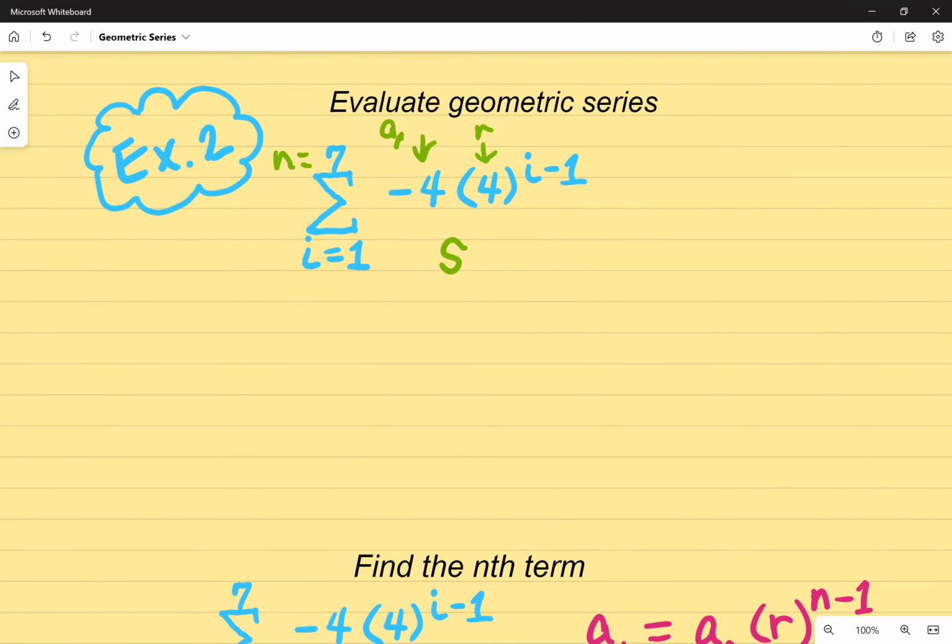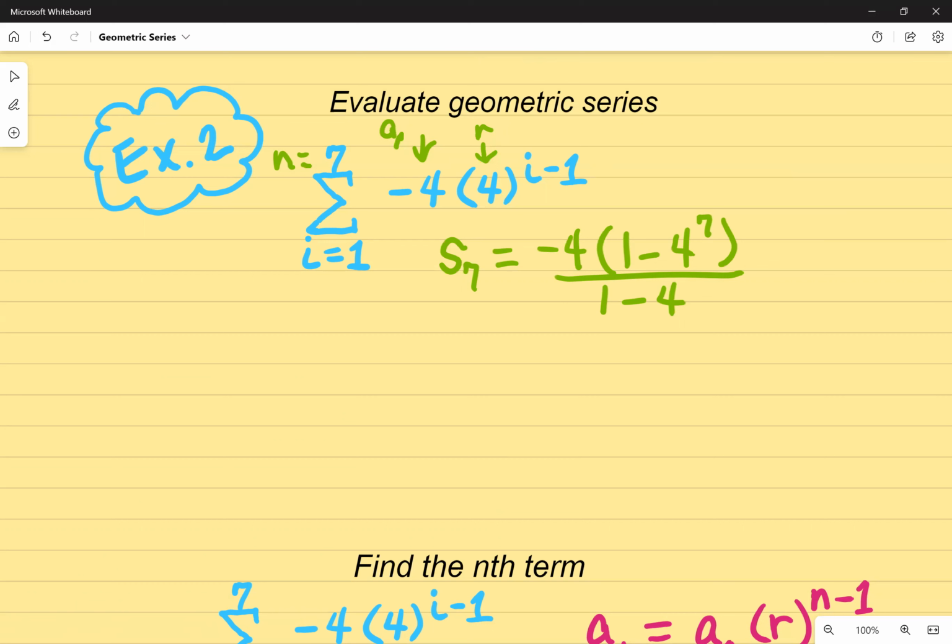So S sub n, which is 7, is equal to a sub 1, which is -4, times the quantity of 1 minus r, which we said is 4, and that's raised to the nth power, which is 7. All of this is divided by 1 minus r, and r, again, is 4.